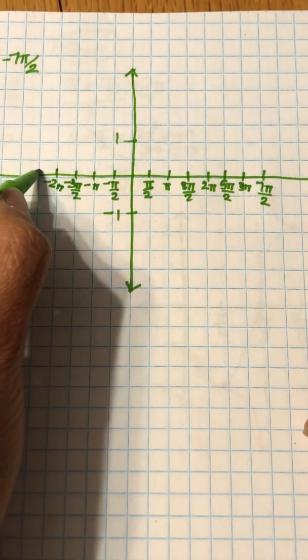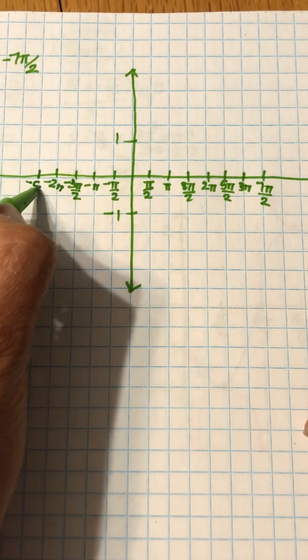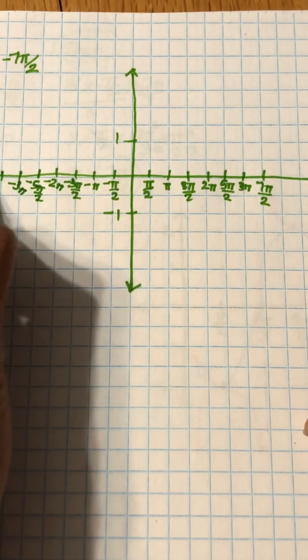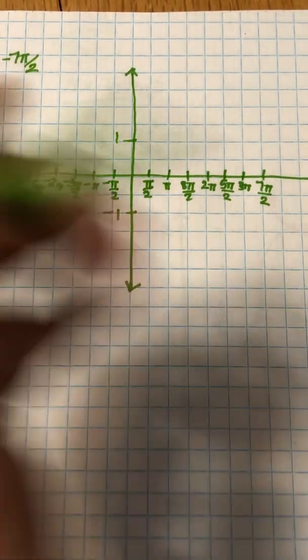Sorry if you can't see this, the marker bleeds a little bit. Negative 5 pi over 2, negative 3 pi, negative 7 pi over 2.